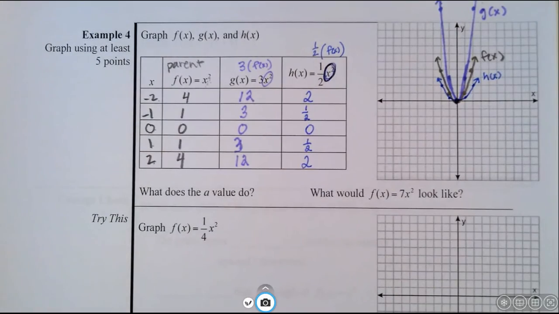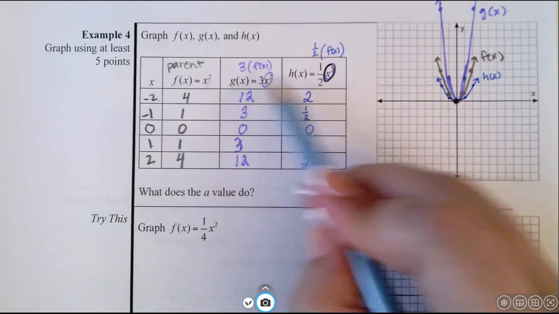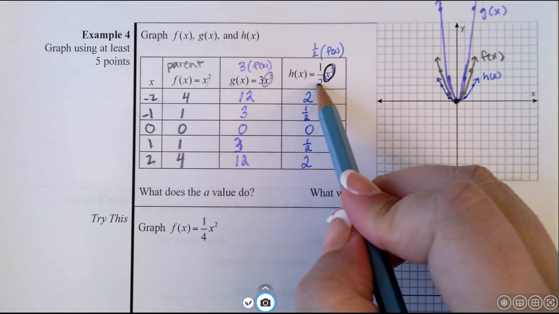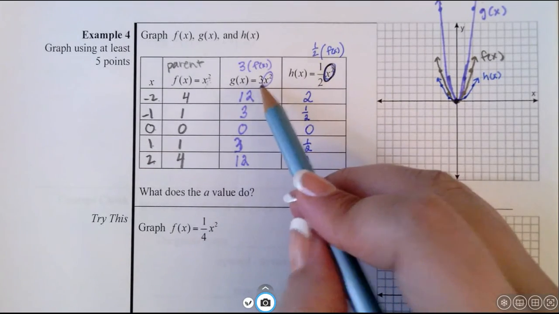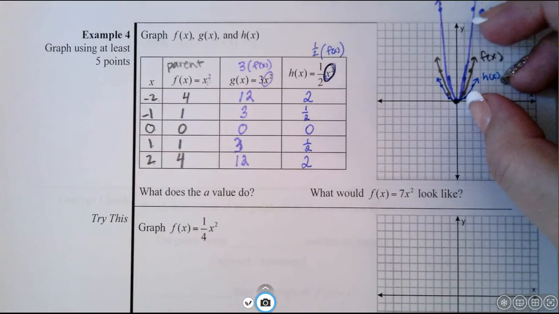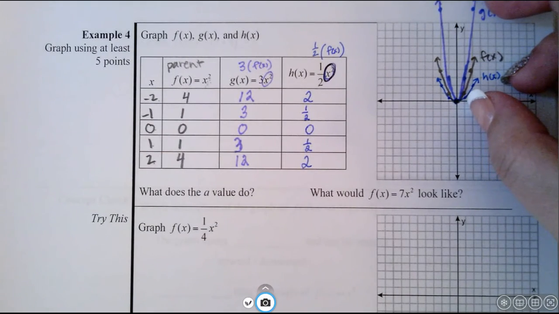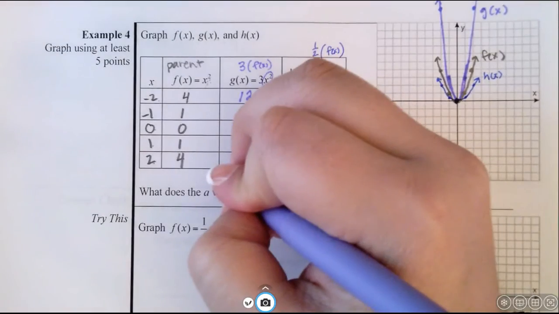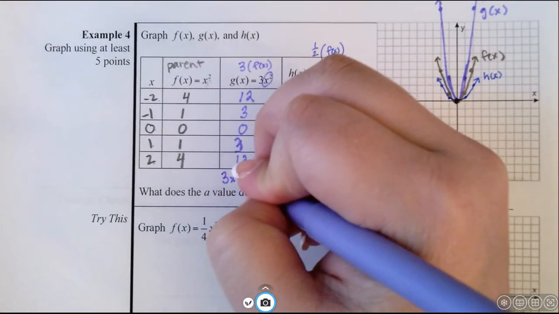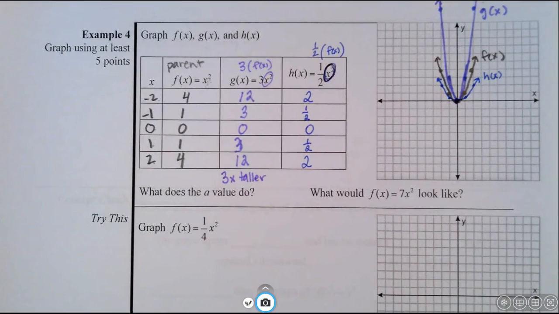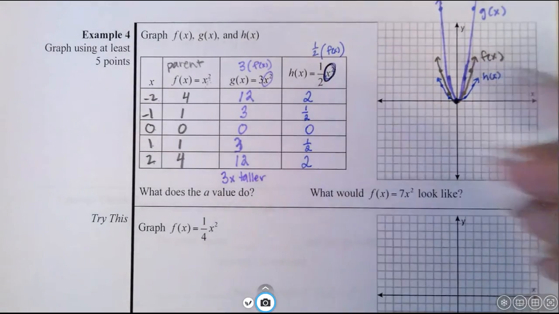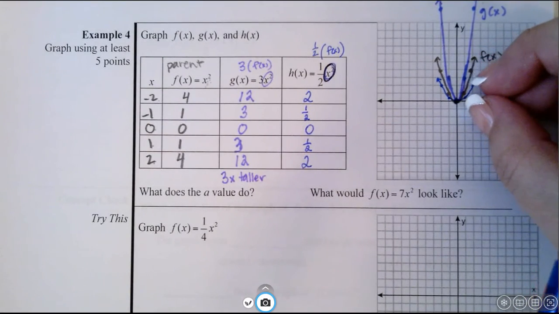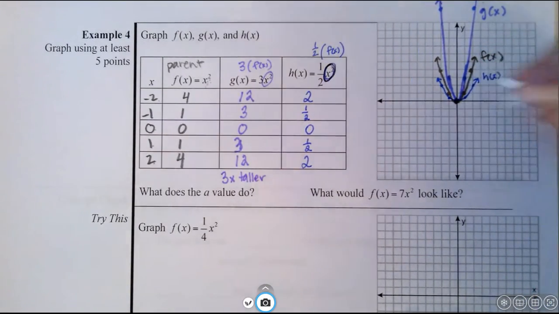So what has happened? What did these coefficients, the 3 and the 1/2, do? Well, 3 took f of x and stretched it to be 3 times taller. So this is 3 times taller. In this one, we have 1/2, and it took f of x and shortened it to half the size. So this is half as tall.